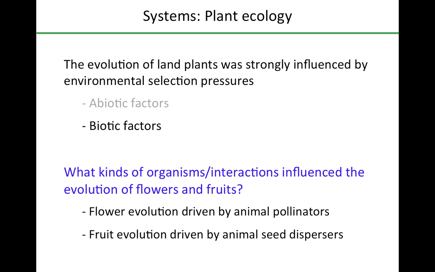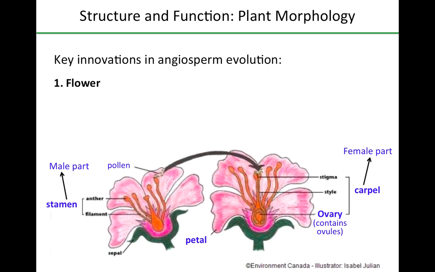So in both of these cases, animals, whether it's flying animals or animals that are pretty mobile in some way, had a lot of impact on the evolution of plants. And so I want to now go in, like we've been doing with the rest of the traits, and talk about the structure and function of both of these traits. So I want to start with flowers.